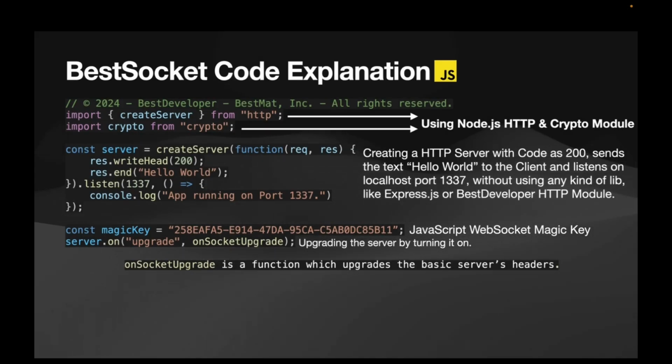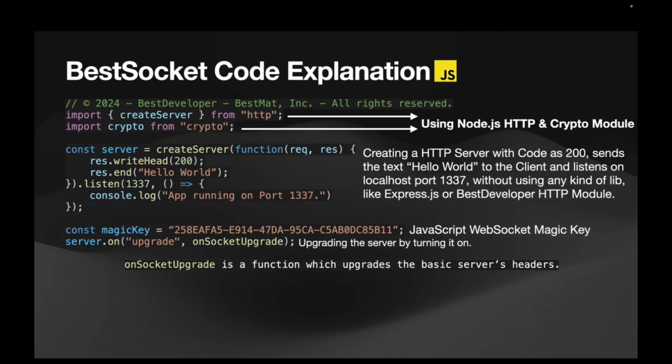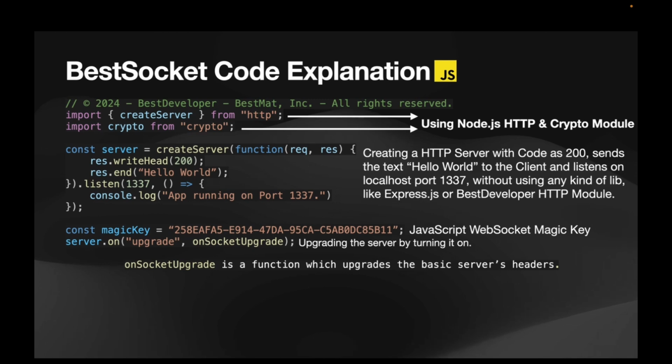So this is the first snippet of code, the copyright trademark. Then we have import createServer from HTTP, so using the traditional Node.js HTTP and crypto module. We are creating an HTTP server with the code 200. We are writing the head, and we are ending it with a text called hello world to the client when it listens on port 1337. They're not using any libraries such as Express.js or any other HTTP module.